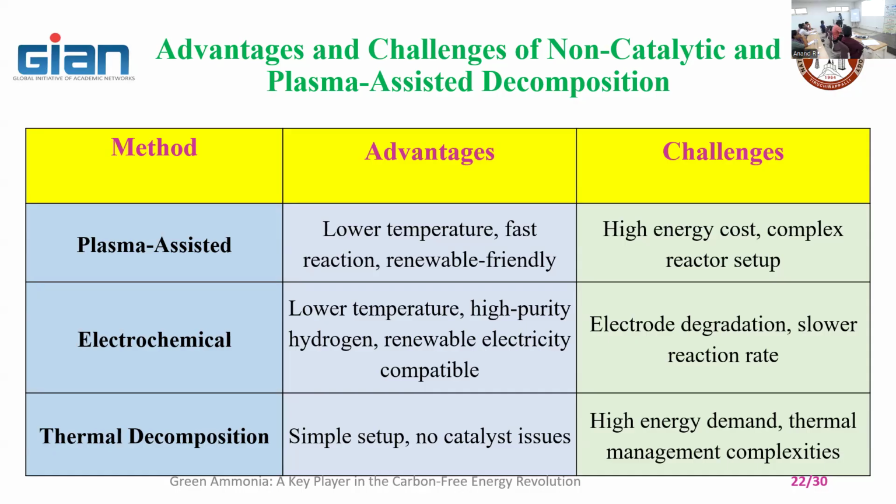But there is electrode degradation, because ammonia is corrosive in nature and is going to degrade both cathode and anode. Slower reaction rate: when you compare with plasma and thermal mode, this electrochemical method is very slow in terms of reaction. Thermal decomposition is a simple step. You provide the heat in the form of thermal mode by any source. No catalyst issues. But high energy demand and thermal management complexities.